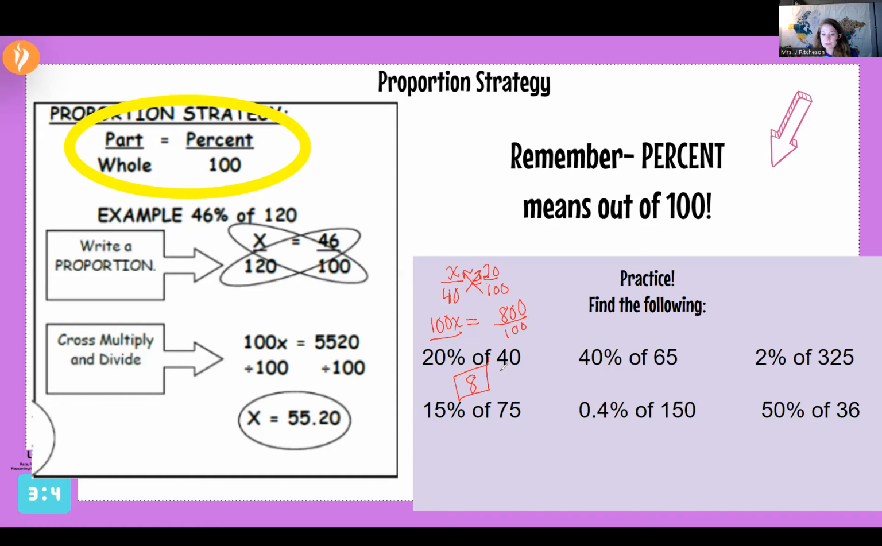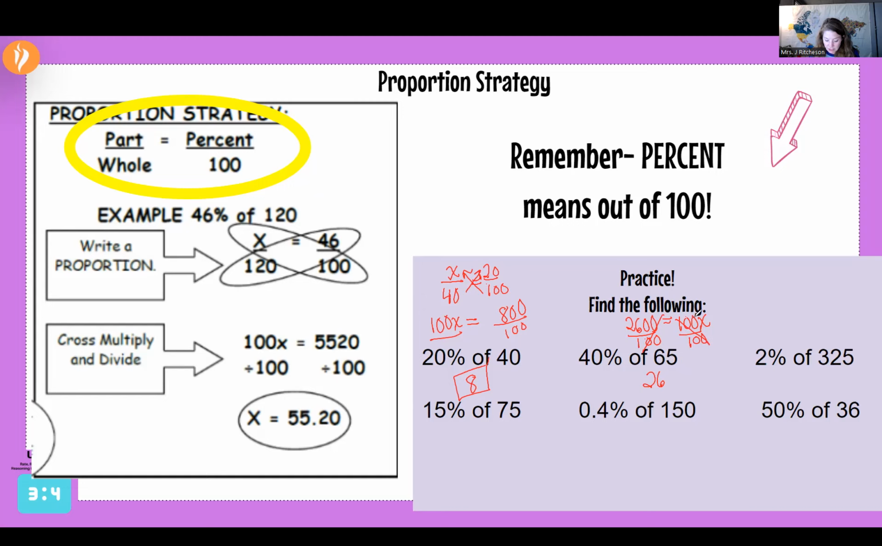All right, so did you guys do the rest of them by setting up your proportions? I hope you did. All right, so on the next one, you would have multiplied 65 times 40 and got 2,600. And then 100 times x is 100x. And we would divide by 100, we should get 26. You're dividing both sides of the equal sign by 100, and you should get 26. Okay? All right, what about 2% of 325?